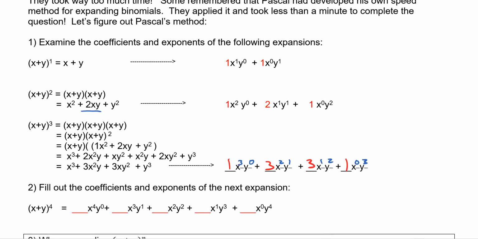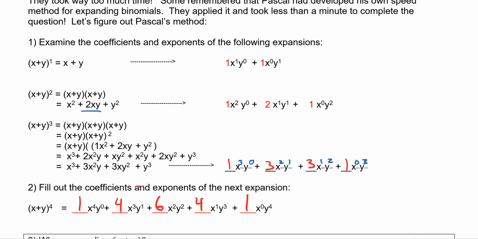So let's talk about what's happening here. If you take a look at the coefficients, 1, 1; 1, 2, 1; 1, 3, 3, 1, that looks like Pascal's triangle, and that's exactly what the coefficients are doing. So to figure out (x + y) to the power of 4, I'm going to fill out the coefficients because I know it follows Pascal's triangle. The first and last coefficients will be 1. Looking at the previous row, 1 plus 3, this coefficient will be 4. 3 plus 3 is 6. 3 plus 1 is 4. So the coefficients are 1, 4, 6, 4, 1. And you notice that we can figure that out in one step now.